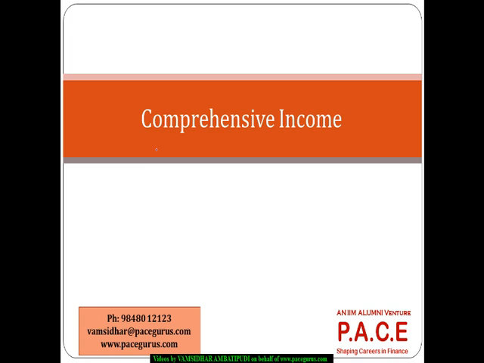Now I'll spend a few minutes trying to explain the concept of comprehensive income. Earlier we said that as a part of IFRS or the reporting frameworks, the company has to present a statement of comprehensive income. And we said that the statement of comprehensive income contains two parts. One is an income statement, which is the profit and loss statement, and the other is other comprehensive income, right?